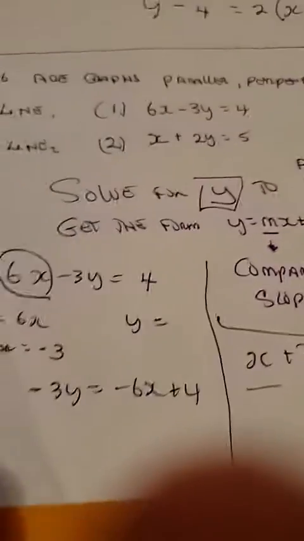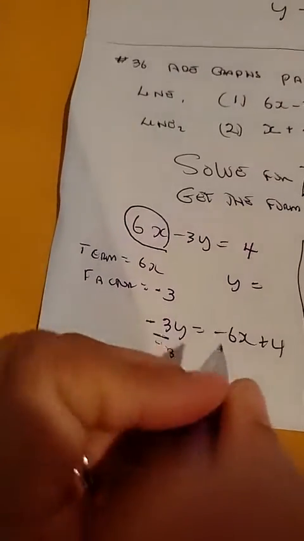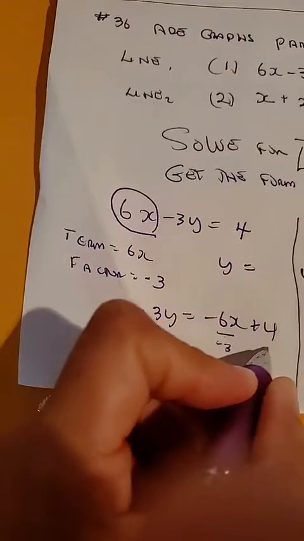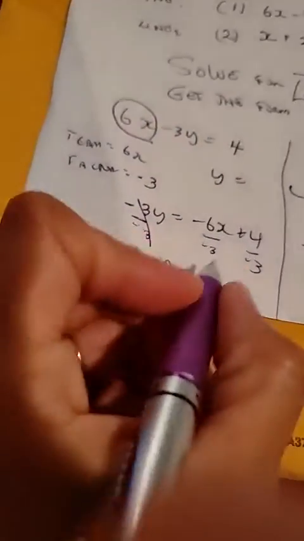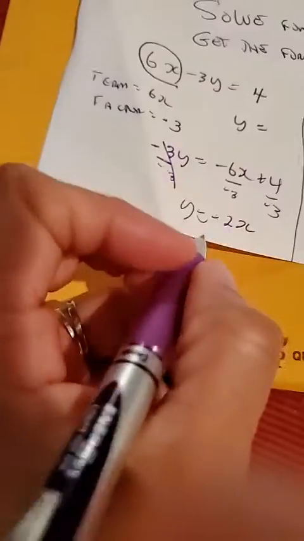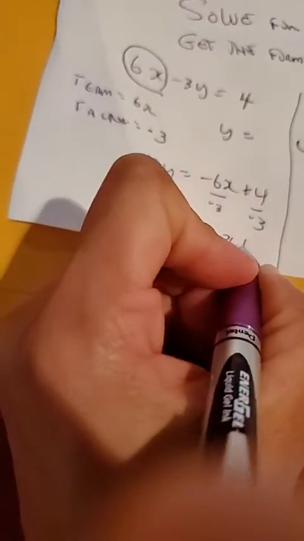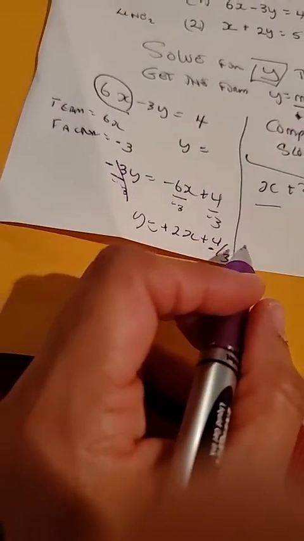So that's negative 3y, divided into everything. Cancel. So y equals, and in this case, it's negative 2x. No, positive 2x, because negative divided by negative is positive. Positive 2x plus 4 over negative 3, or 2x minus 4/3.